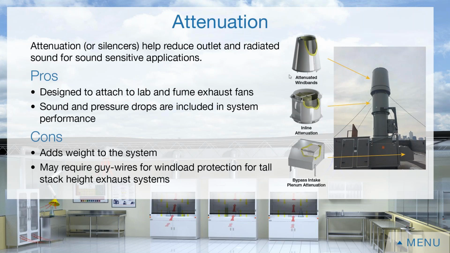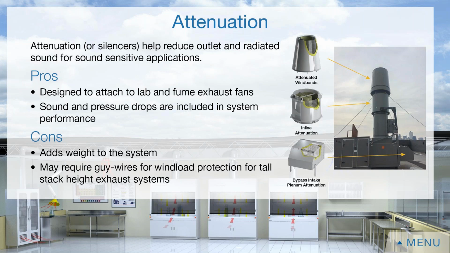We'll start with the attenuated wind bands. Adding that attenuated wind band will sometimes avoid adding guy wires, because your system's not necessarily getting all that much taller. Whereas if you look at the inline attenuation, we added a decent amount of height to the system, which in return could require guy wires. No one wants to deal with guy wires nowadays.